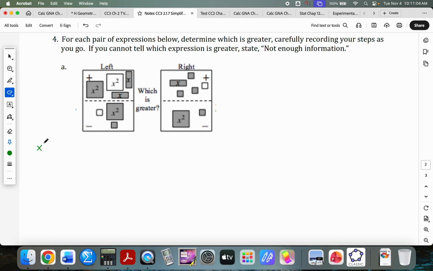Like Kiara and I were talking about, I'm going to start with the highest powered terms first. So negative x squared, minus x squared plus 2x, minus x squared plus 1 minus 1. On the right side, we've got x plus 3 minus 1 minus x squared plus 1.